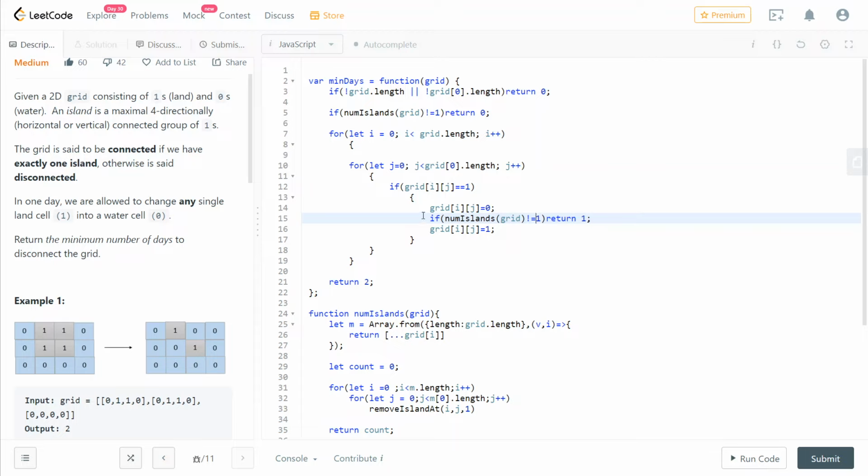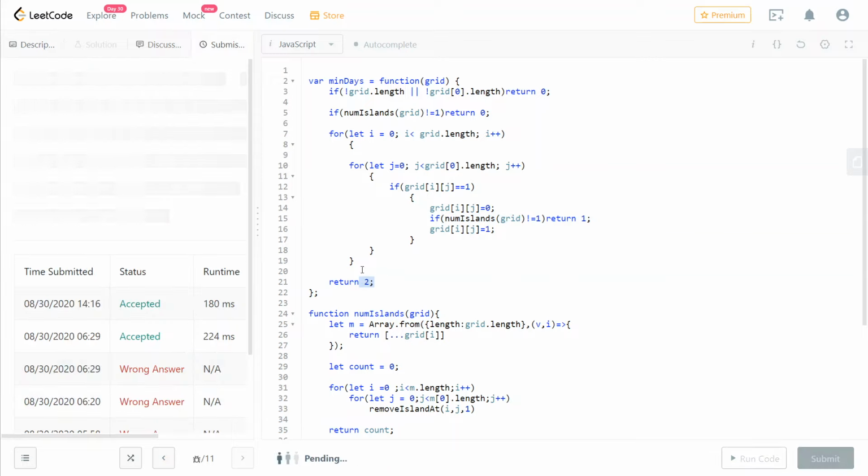And remember to restore the grid afterwards. If this is not the case, we're going to have to return the grid to its original state. So this is done for all the cells that represent land in the grid. And if none of those cells make it so that the number of islands in the grid is different than 1, then it means that we are in the worst possible case, meaning that we need to take 2 days to do so. Yeah, so that's it. I'm going to submit the solution to show you that it works.